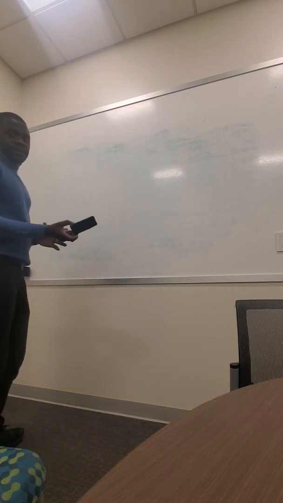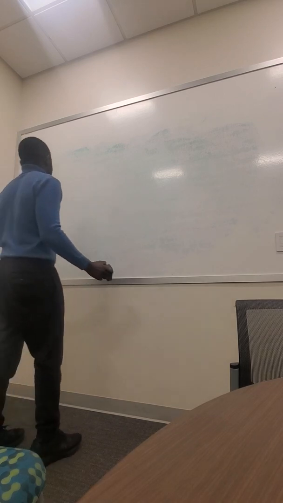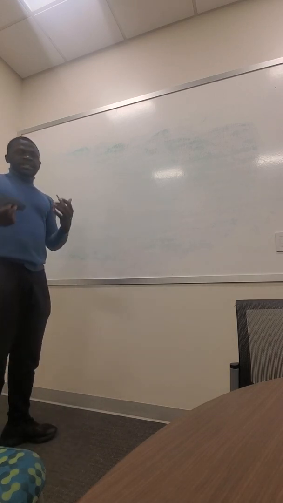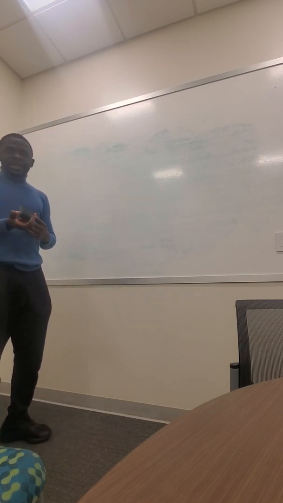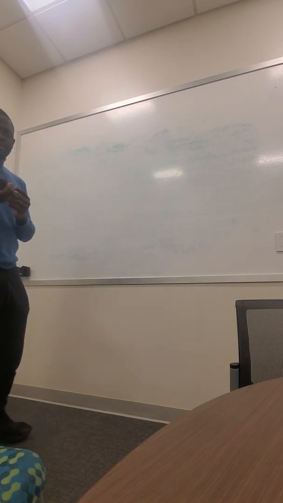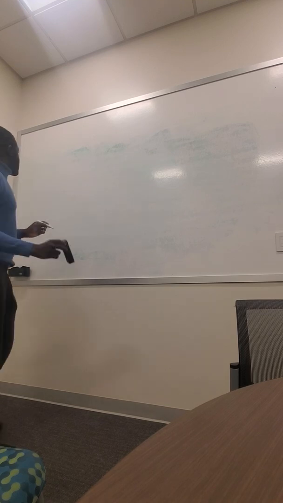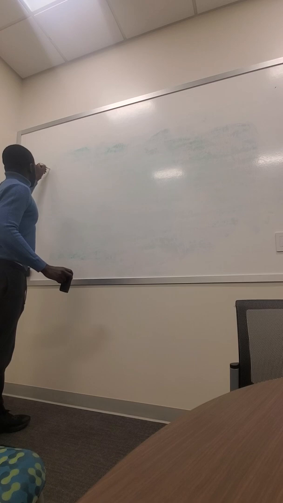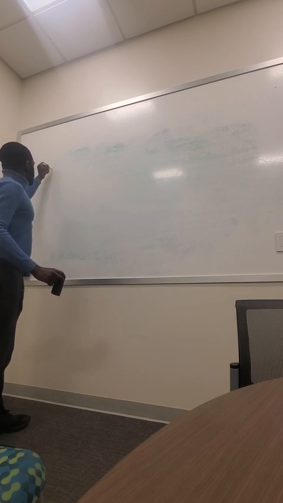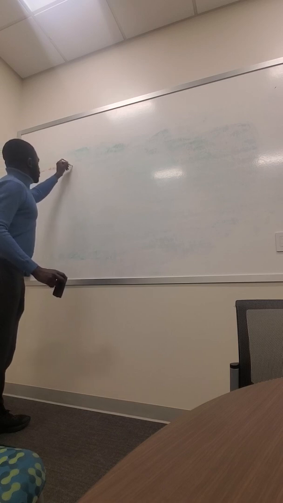Alright, we're gonna go over the renin-angiotensin system. The renin-angiotensin system usually gets activated when there is a drop in blood pressure. So a drop in blood pressure causes the liver to release the hormone angiotensinogen.